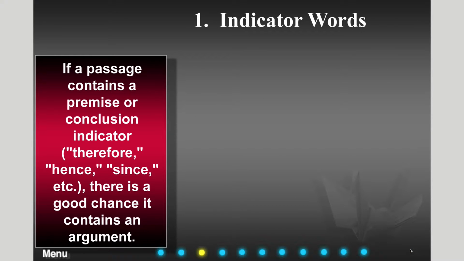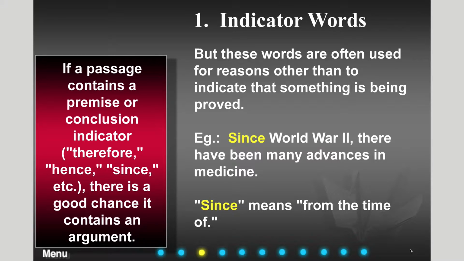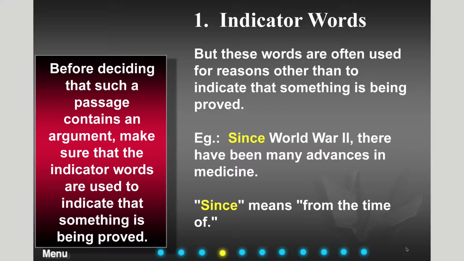So of course, a premise or conclusion indicator may be there, and there's a good chance that then you have an argument. But sometimes, in the example given on the screen, "since World War II there have been many advances in medicine," this "since" doesn't mean a premise indicator, right? It means from the time of, right? So "since" can have multiple meanings, and we have to be clear about what those meanings are so that we are aware when we see an indicator word and when we don't. So in other words, "since" means from the time of.